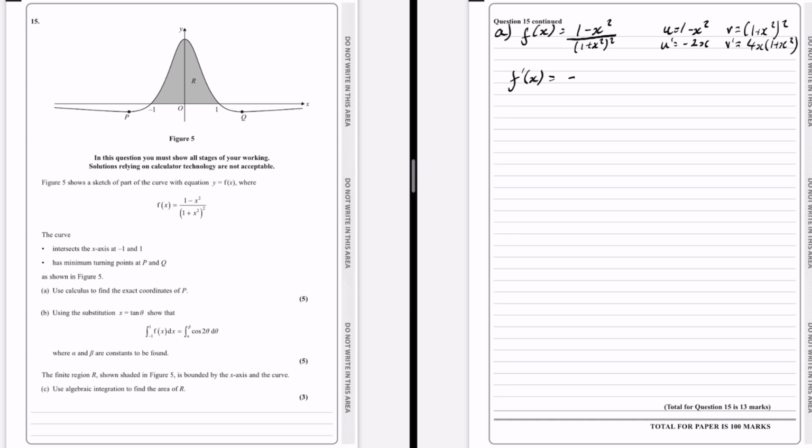So our differential f dash of x is going to be v du dx minus u dv dx all over v squared. So minus 2x times by 1 plus x squared squared. Subtract 1 minus x squared times by 4x and 1 plus x squared. And that's all over v squared, so 1 plus x squared squared squared. I enjoyed saying that.